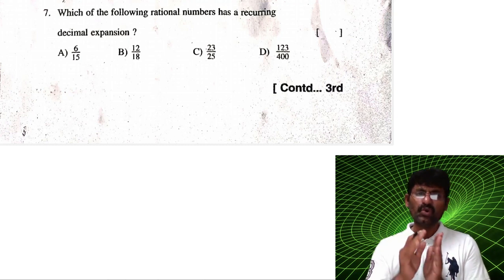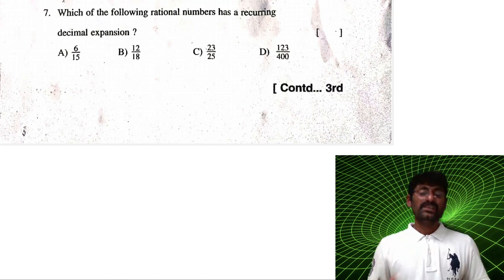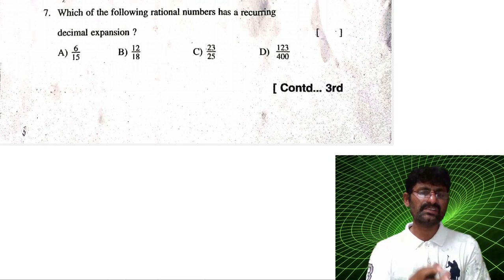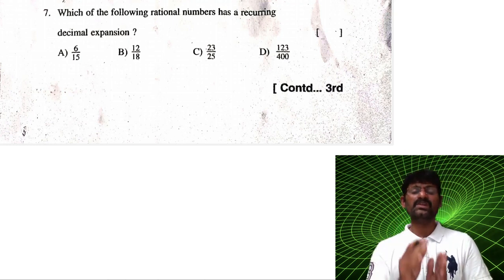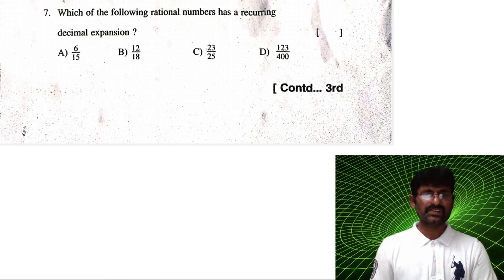That means it has no recurring decimal expansion. If you have any prime factor other than 2 and 5 for the denominator, then it is a recurring decimal expansion. So now let us see option A. In option A, we have 6 by 15. Here we can cross out with 3. So 3 times 2 and 3 times 5. This is equal to 2 by 5.